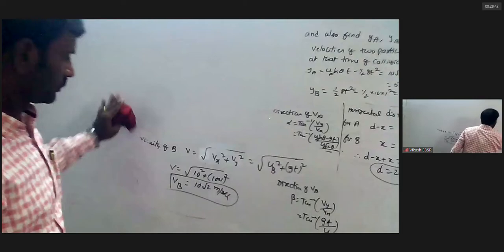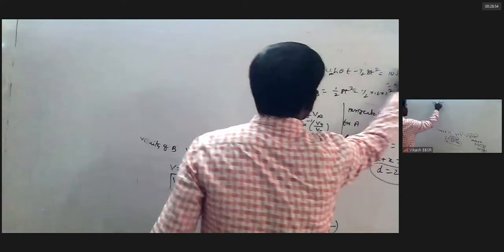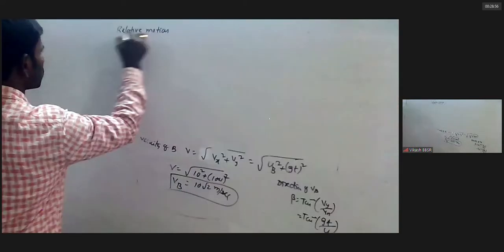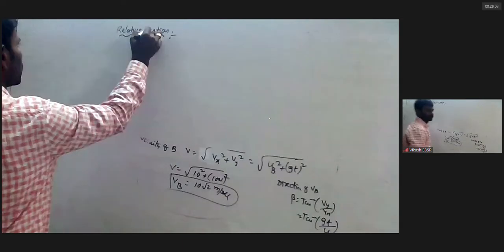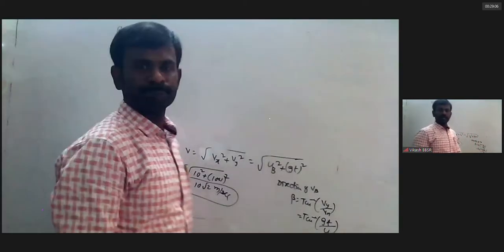Now, another two-dimensional motion is relative motion. Standard, important for all levels. You practiced very well in the 11th class. Once again, I remind you of the basic formulas and then we start the numericals strictly.